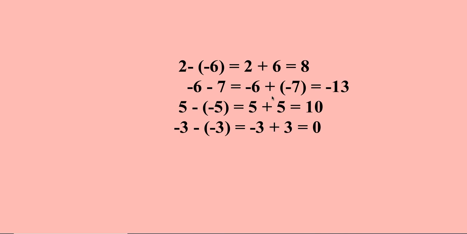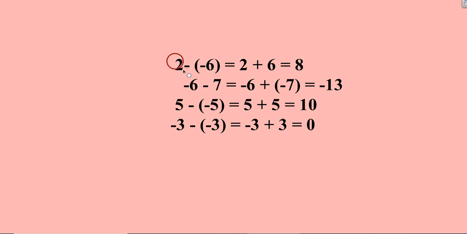Here are the answers. First one, 2 minus negative 6, you change to positive 6, so 2 plus 6 is 8. Negative 6 here plus change the sign, negative sign, so negative 6 plus negative 7, negative 13, same sign added. Here 5 minus negative 5 will become 5 plus positive 5, 5 plus 5, same sign, 10. Here negative 3 minus negative 3, it will become negative 3 plus positive 3, different signs, so subtract, 3 minus 3 is 0. These are the answers.